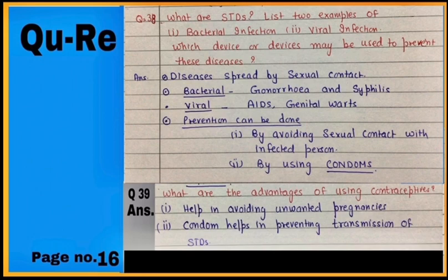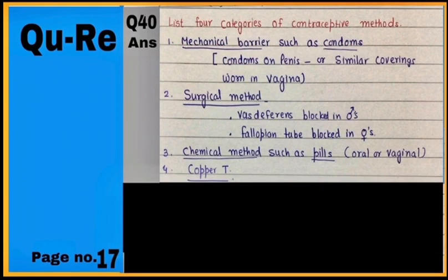Sexually transmitted diseases and advantages of using various contraceptive methods. There are 4 categories of contraceptive used to prevent unwanted pregnancies. Number 1, mechanical barriers such as condoms.